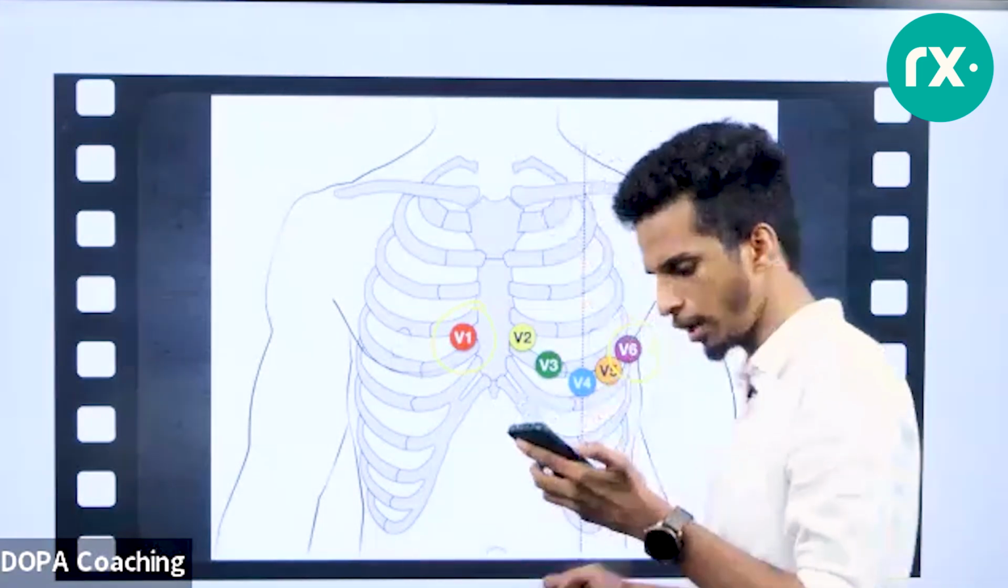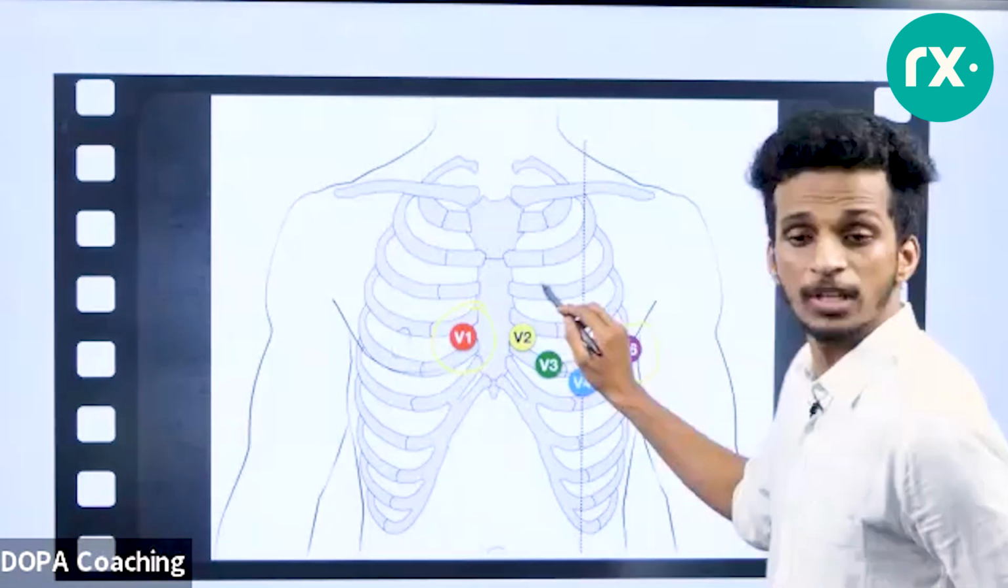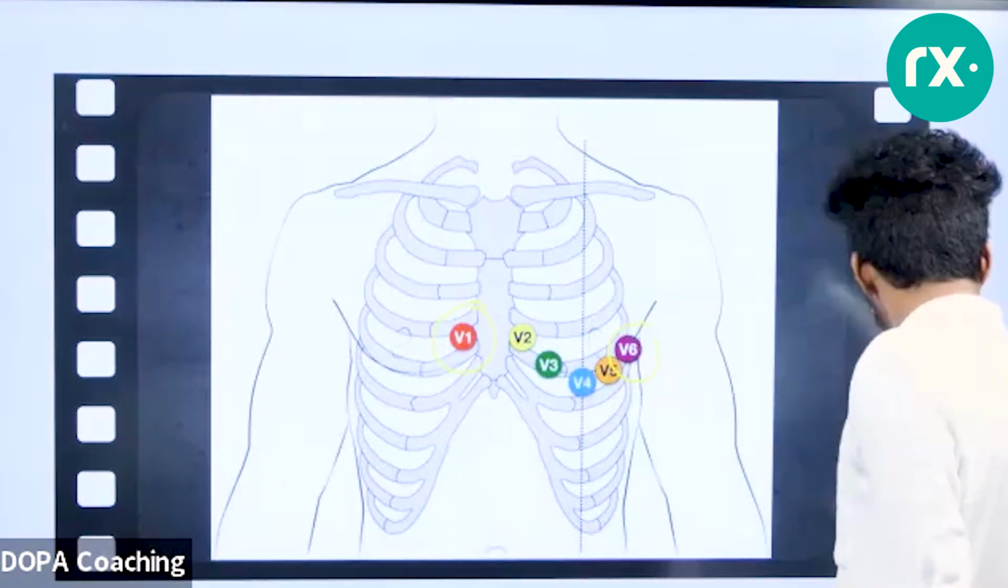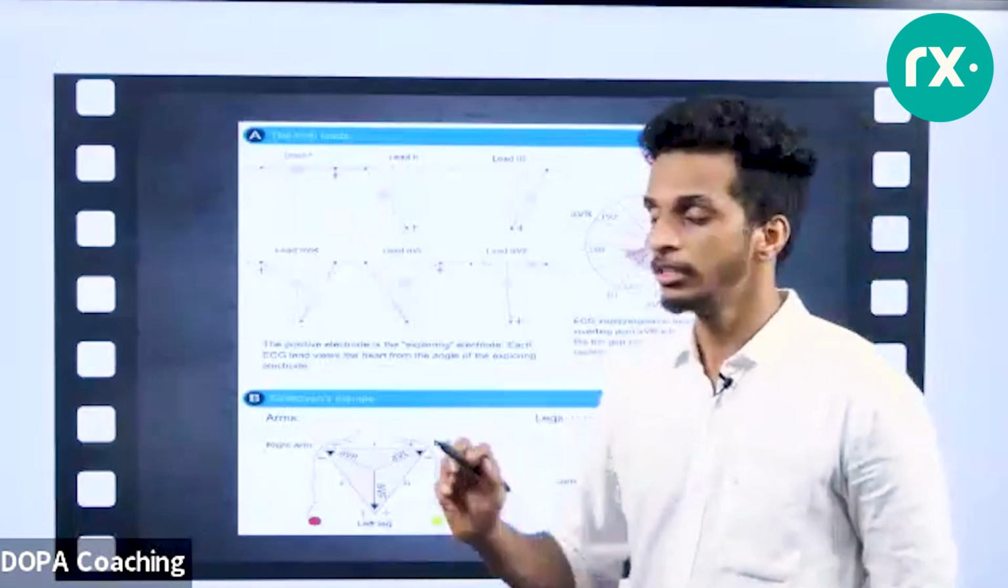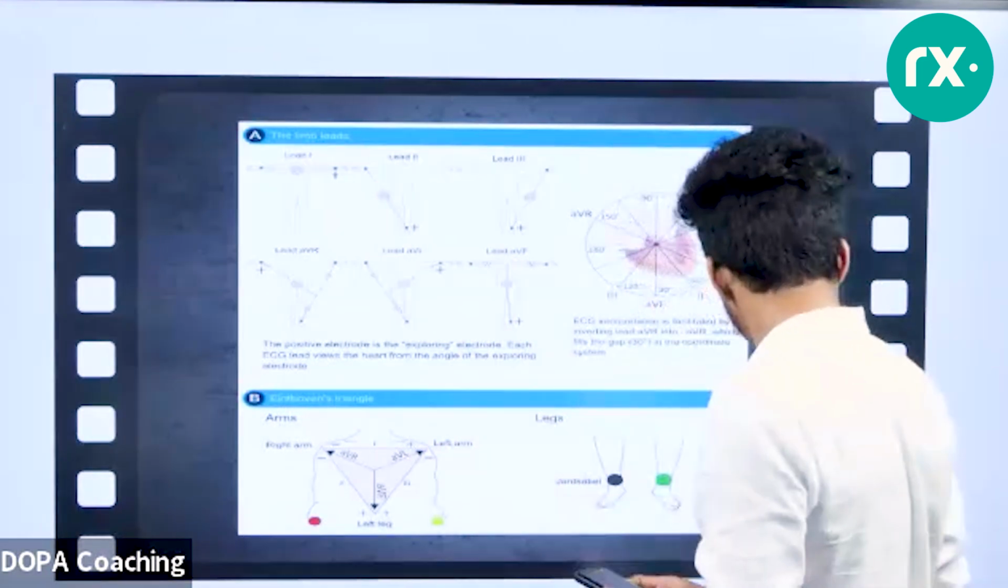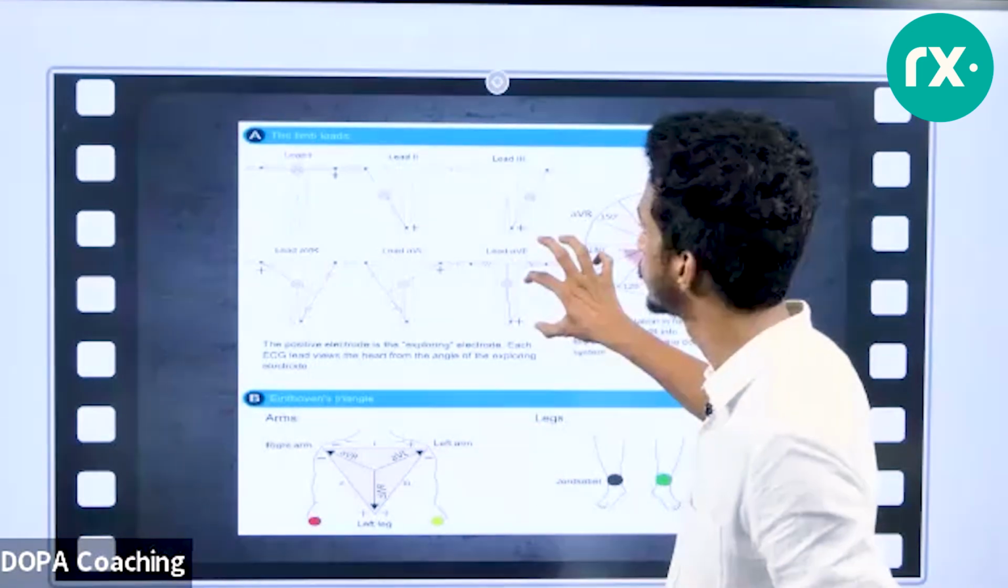Okay, you are able to catch up. Fine. So these are the chest leads. Now, other than chest leads, what we have in ECG is the limb leads. I'll just zoom it.